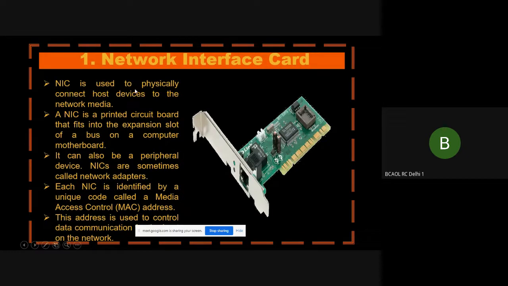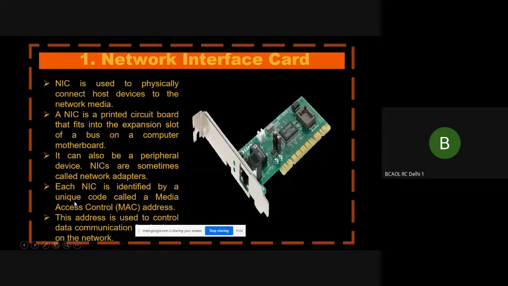So a NIC is used to physically connect host devices to the network media. A NIC is a printed circuit board that fits into the expansion slot of a bus on a computer motherboard. It can also be a peripheral device, that means it is a hardware device. NICs are sometimes called network adapters. So another name for a network interface card is network adapter.